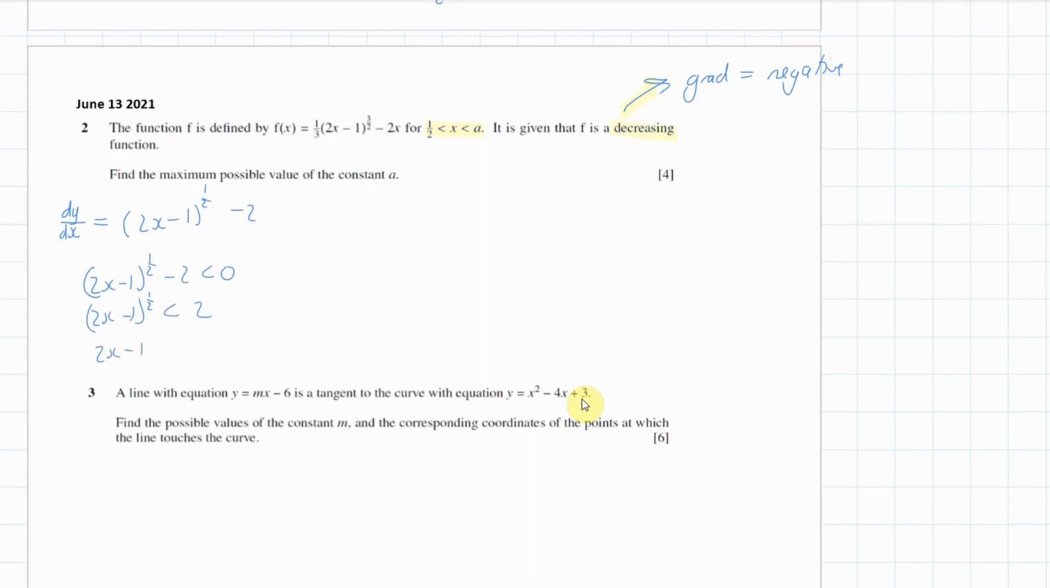I'm going to square both sides. And then so 2x is less than 5. X is less than 5 over 2. So I think that's pretty easy. Okay. Now, what else have we got here?